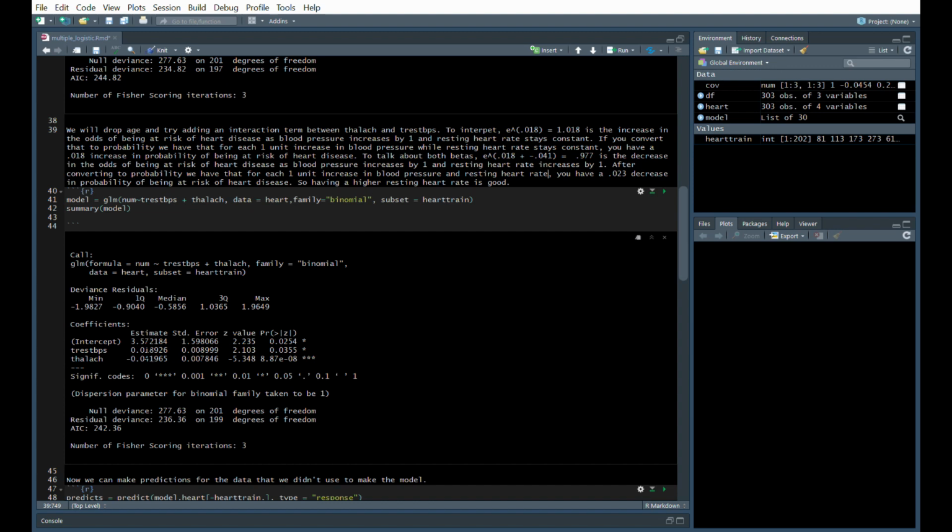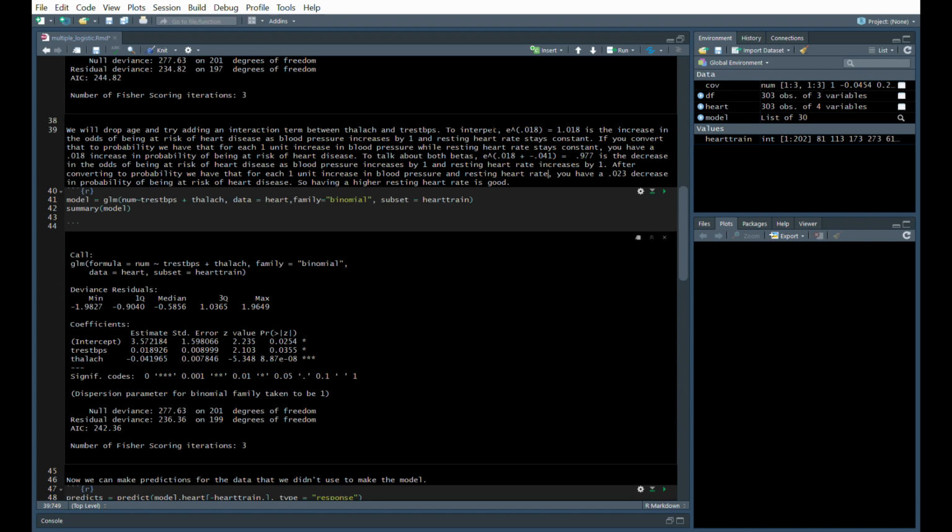So to interpret the beta for trestbps, we exponentiate it once again. We do e to the 0.018 is equal to 1.08. It's the increase in the odds of being at risk of heart disease as blood pressure increases by 1 and heart rate stays constant. If you convert that to probability, we have that for each 1 unit increase in blood pressure while heart rate stays constant, you have a 0.018 increase in probability of being at risk of heart disease.